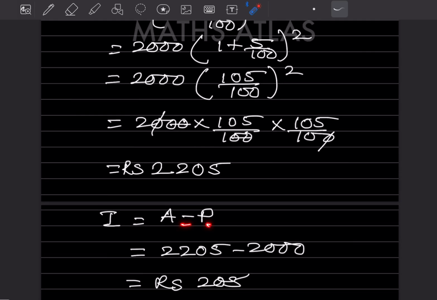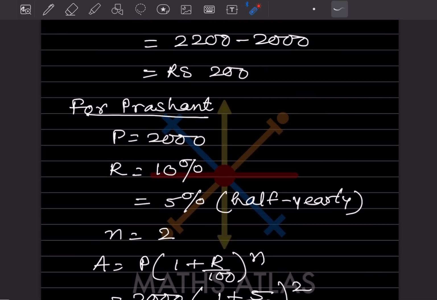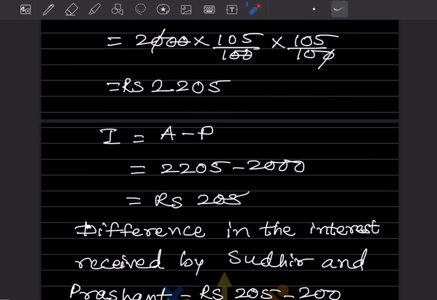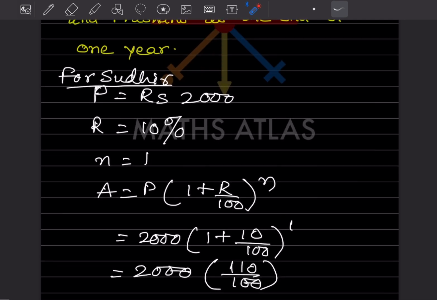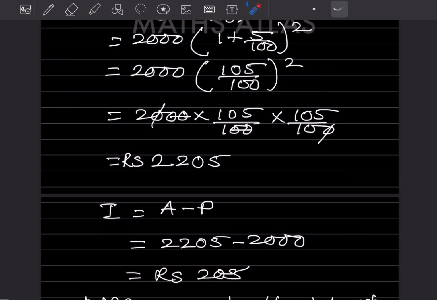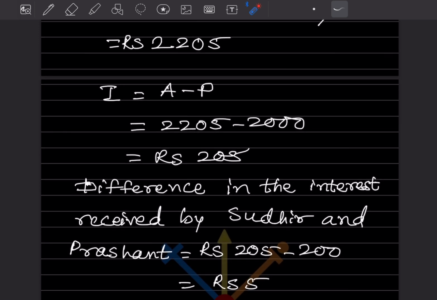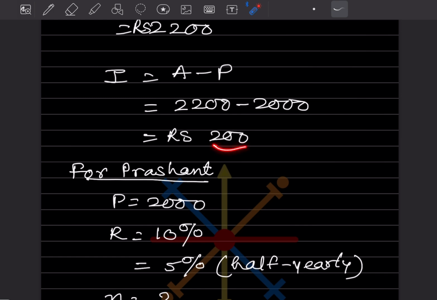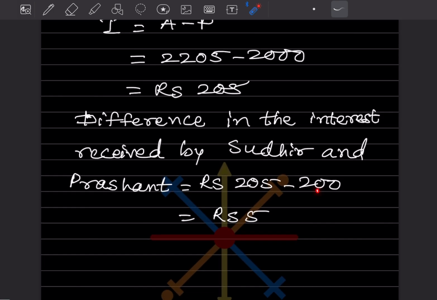Here again we'll see the interest. Interest is amount minus principal. You got the amount as 2205 and the principal is 2,000, so this is 205. Now what did they ask here? They asked to find the difference in the interest received by Sudhir and Prashant at the end of 1 year. This 205 and this was 200, so the difference is rupees 5.